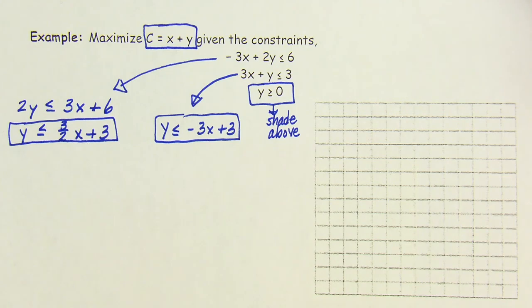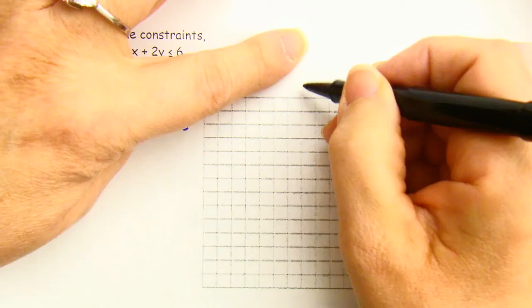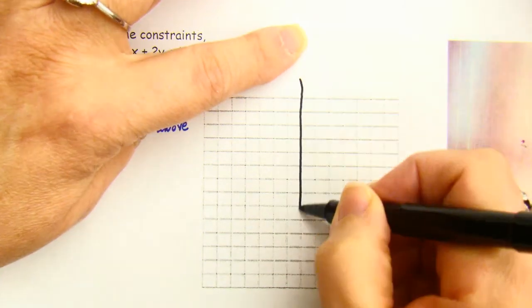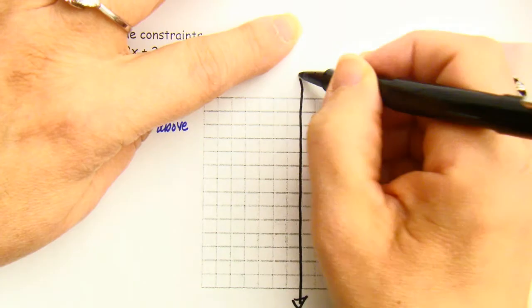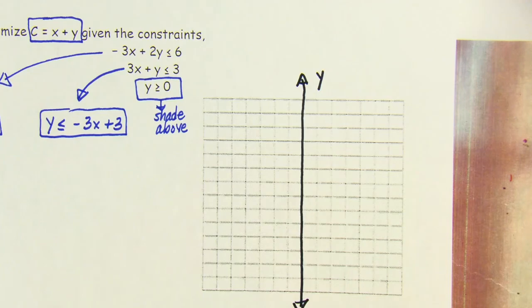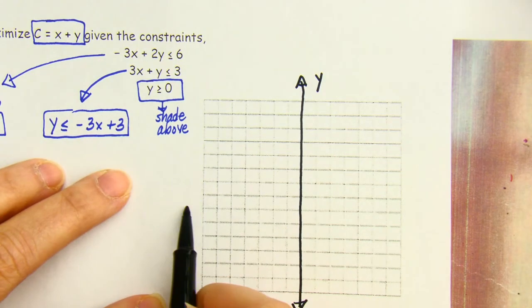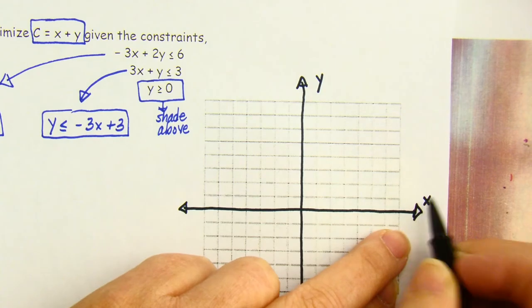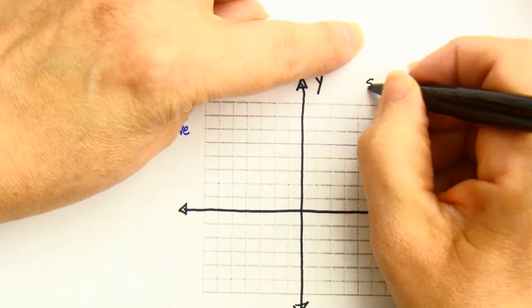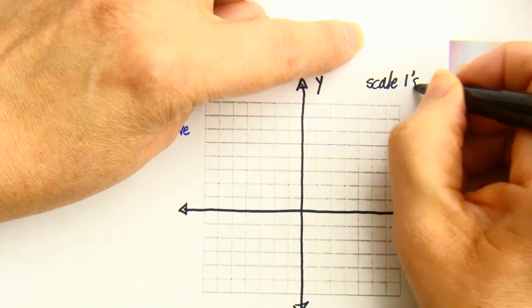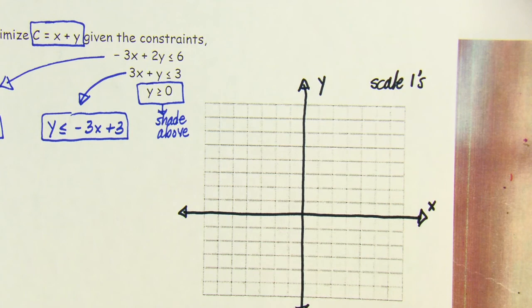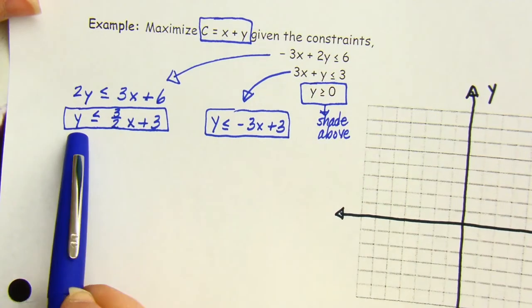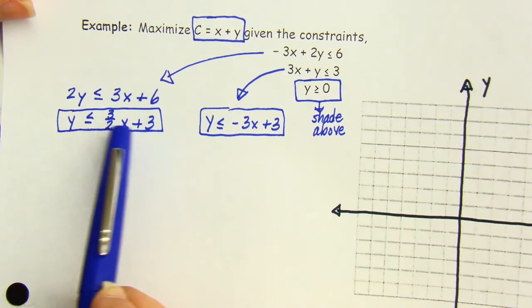All right, so before I graph these, I have to draw my axes on my coordinate plane. This one's the y. This one is the x. And my scale is by ones for both x and y. All right. Let's first graph this inequality. Y-intercept is 3, slope is 3/2.